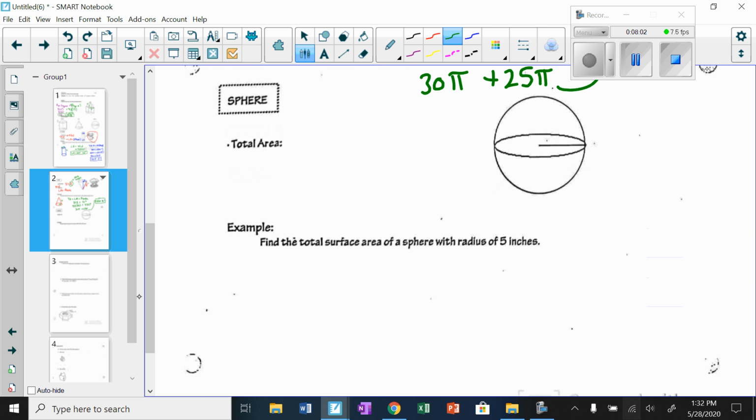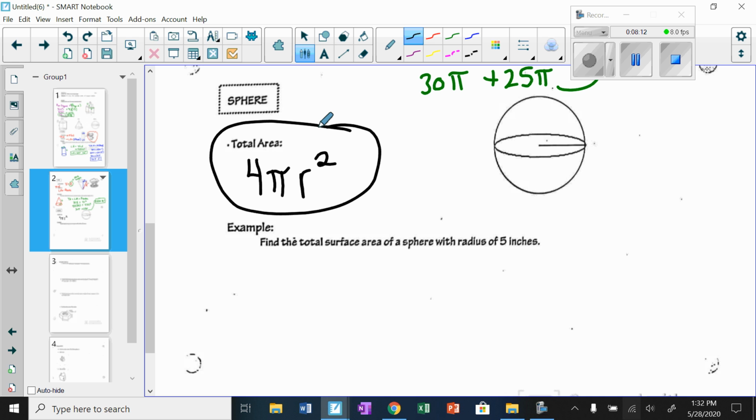All right, next one is a sphere. Okay, to find the total area of the sphere, no cute way to remember this, it's just going to be 4 pi r squared. Now there's only total area here because there is no base for a sphere. Okay, there is no base for a sphere, so total area is going to be 4 pi r squared. Now, I'm going to add one more thing here.